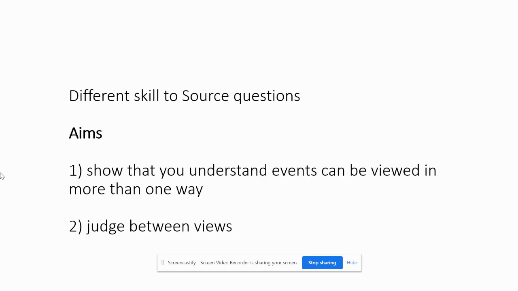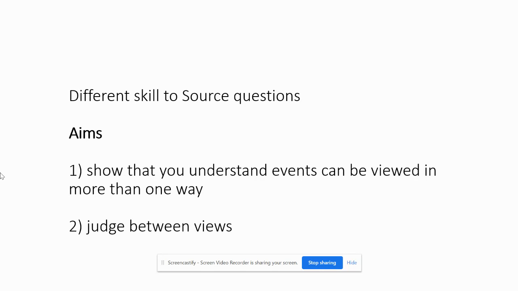And in this question, they're looking for different skills from you than in the source questions. These are their two aims. The first one is that you would show that you understand that history can be viewed in more than one way, that it can be interpreted and has been interpreted by historians differently, even though they're reading the same events. So that our analysis of history varies, even though the facts remain the same. And then secondly, their aim is that you should judge between those views.